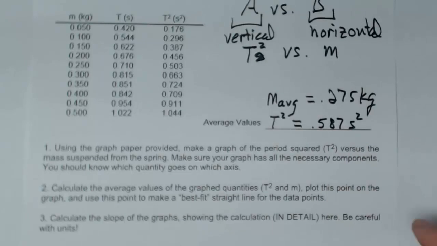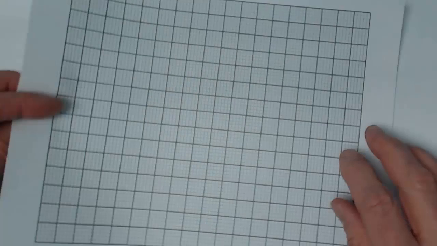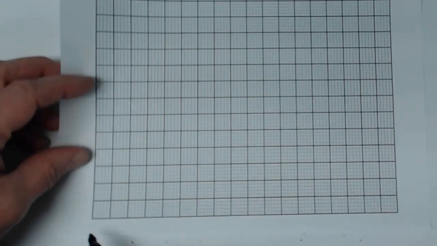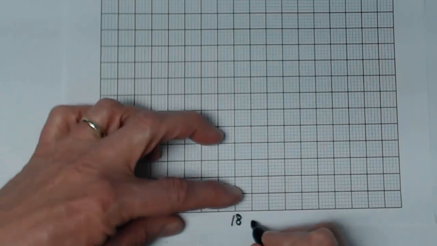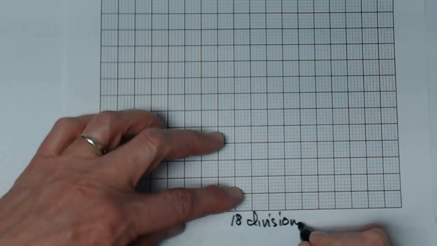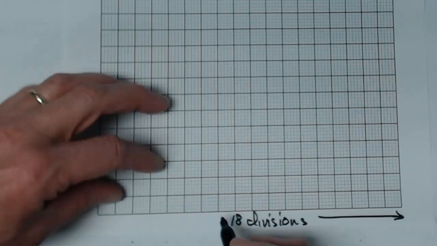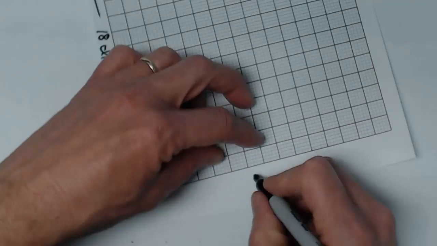Now let me show you the graph paper we'll be using. This is going to be a sacrificial piece of paper here. Along one axis of this I have 18 divisions. That's the long axis. And along the other axis I have 15 divisions.